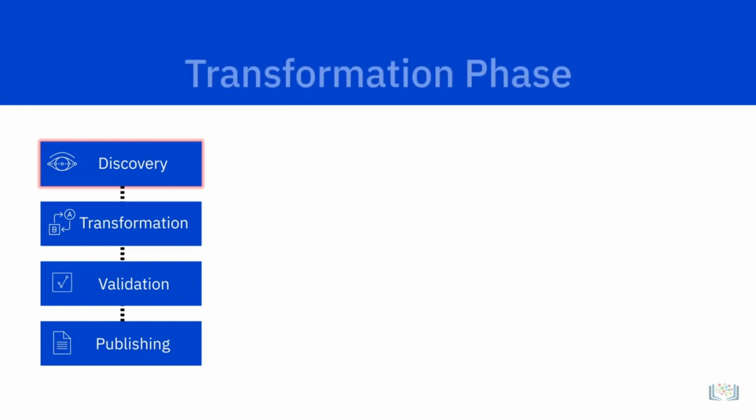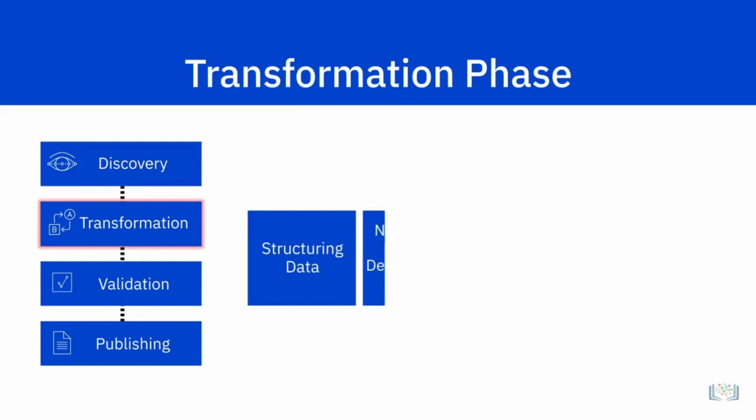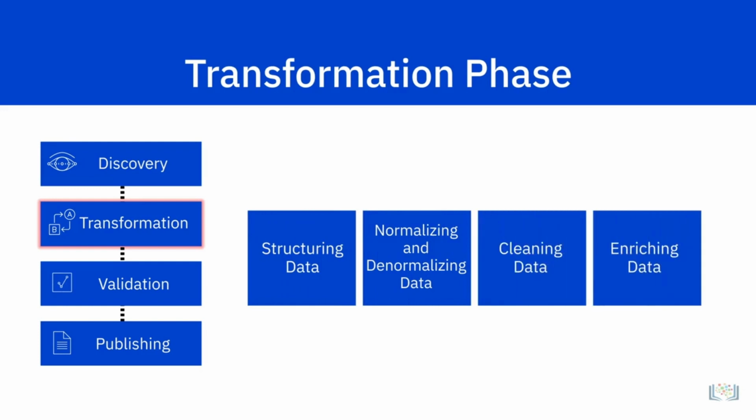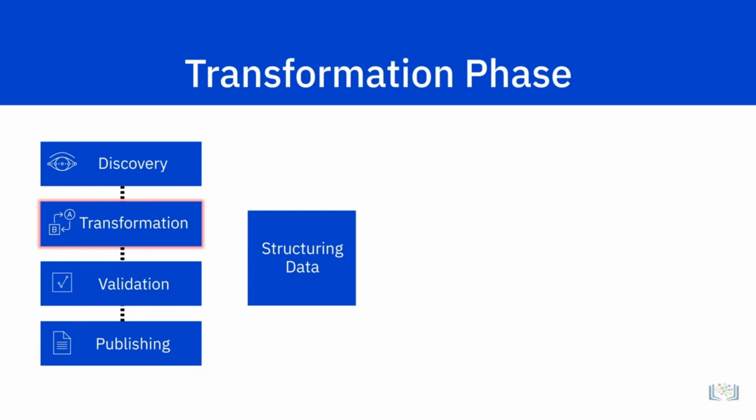The next phase, which is the transformation phase, forms the bulk of the data wrangling process. It involves the tasks you undertake to transform the data, such as structuring, normalizing, denormalizing, cleaning, and enriching the data. Let's begin with the first transformation task, structuring. This task includes actions that change the form and schema of your data.